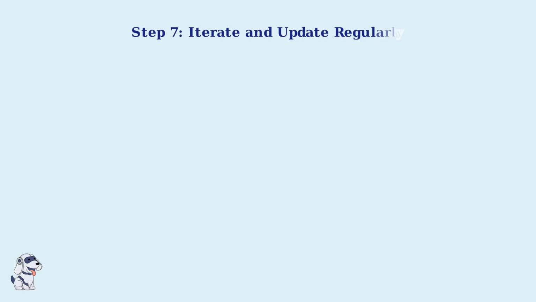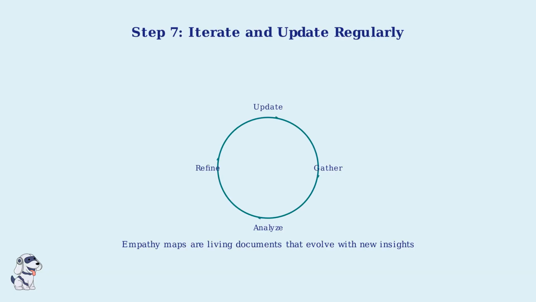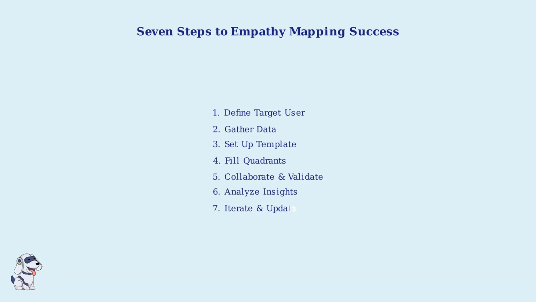The final step is to iterate and update your empathy map regularly. As you gather new data and insights, continuously refine the map to keep it current and relevant to your evolving understanding of users. Following these 7 steps ensures you create comprehensive and actionable empathy maps.